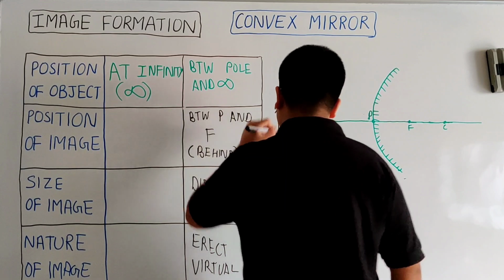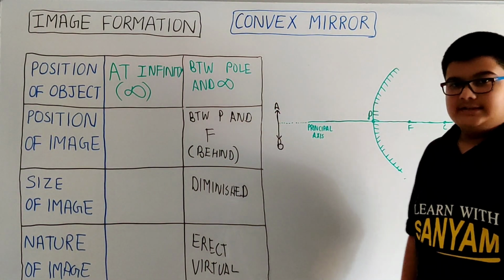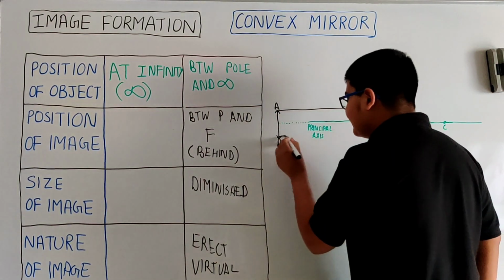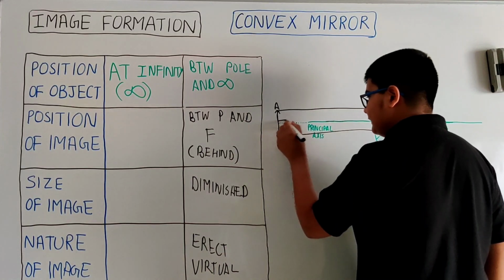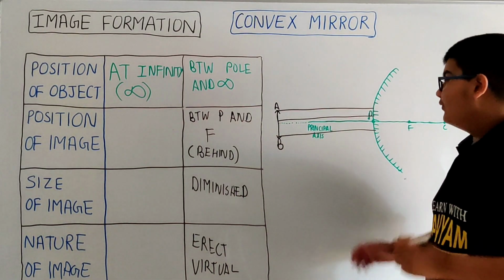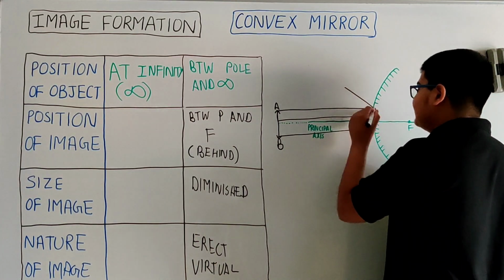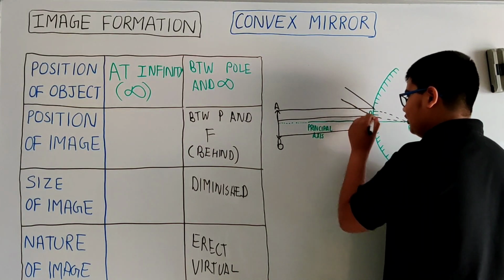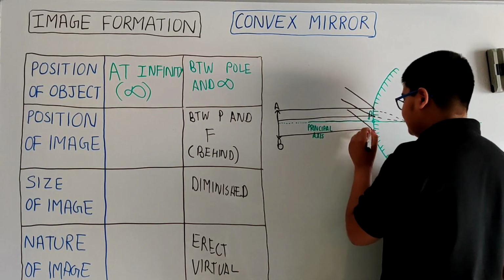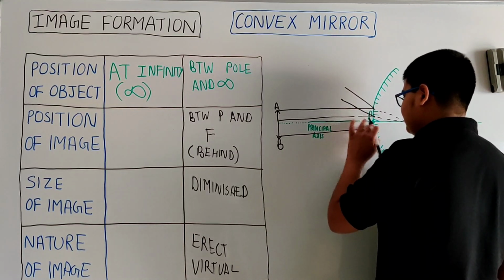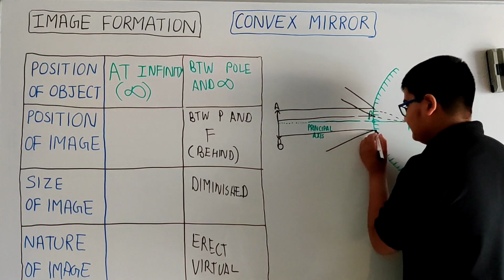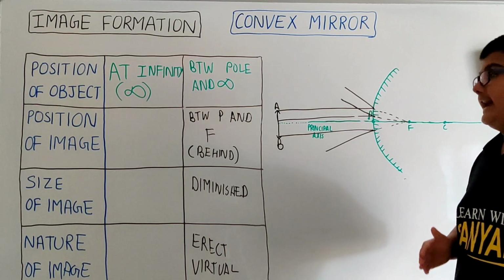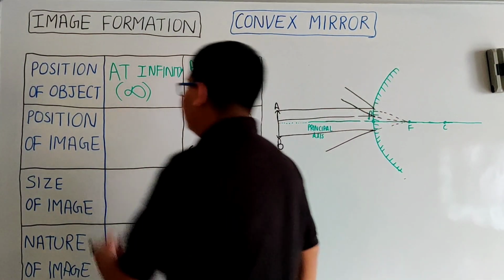We have AB object. And now let's draw the rays. So all the rays which we draw parallel to the principal axis, all of them will meet at the focus. All of the reflected rays will appear that they are meeting at the focus. So this means that the meeting point of all the rays is at the focus. This means that the image will be formed at the focus.